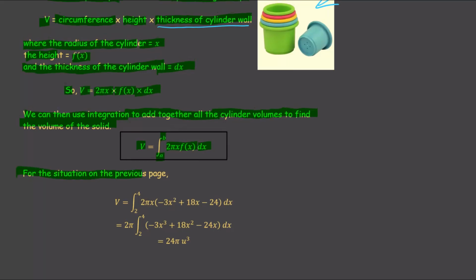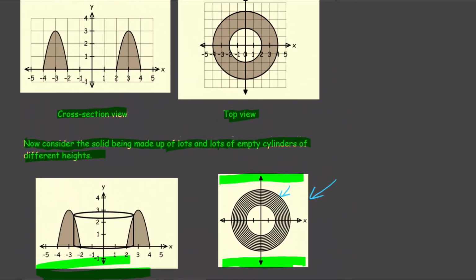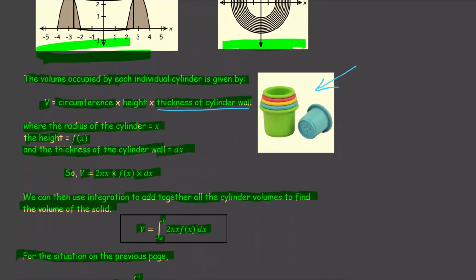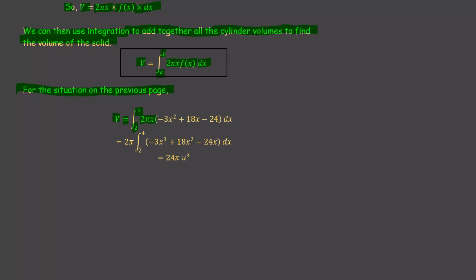For the situation on the previous page, V is going to be 2 pi x. We're integrating from 2 to 4. If we just go back up here, we can see the 2 to 4 just there. And then we have the function itself. That's the f of x, negative 3x squared plus 18x take away 24, and the dx.